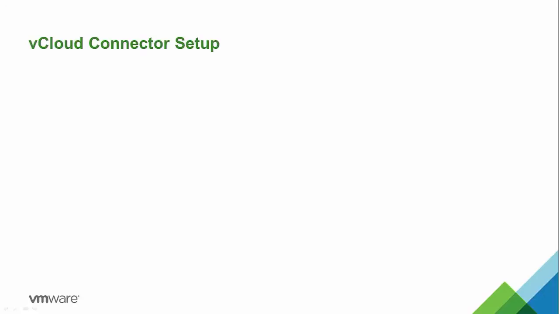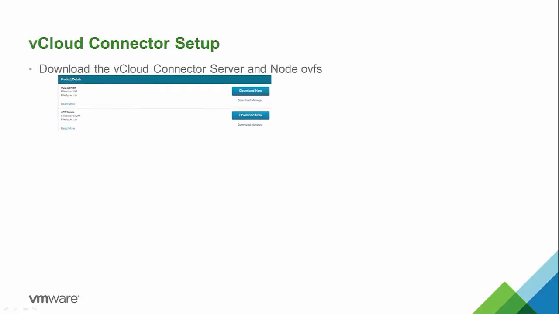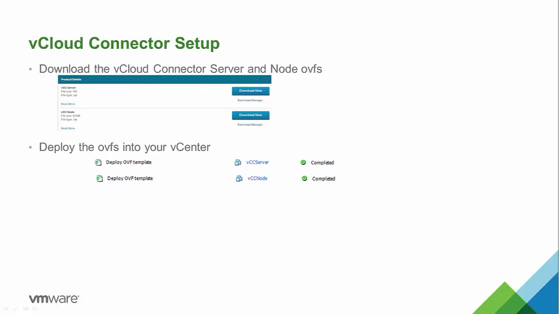The setup principle remains the same regardless of what you are connected to, though: local, public, vSphere and vCloud. The first step will be to download the latest vCloud Connector server and node OVFs. This can be done through your My VMware account. The next step will be to deploy the OVFs into your virtual center through the standard deploy OVF wizard.